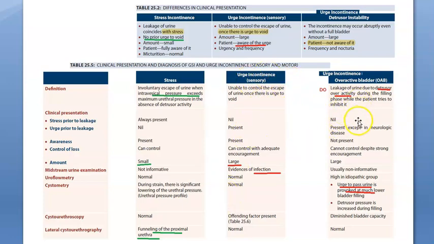And detrusor overactivity, as the name suggests, it is because of the overactivity of the detrusor muscle.